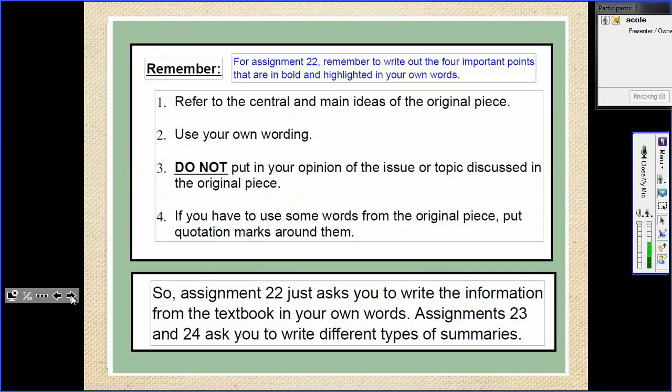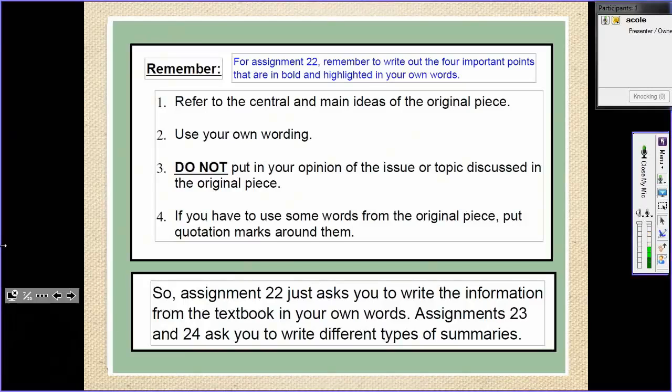If you have to use some words from the original piece, put quotation marks around them. Right? Another thing that you could say is use quotation marks if you need to use a few of the words from what you read. So that's another way to explain it.